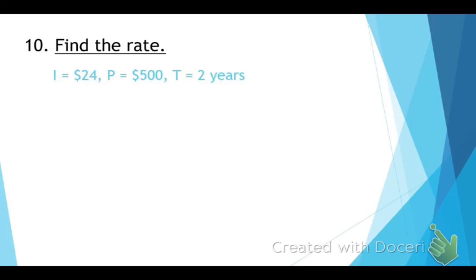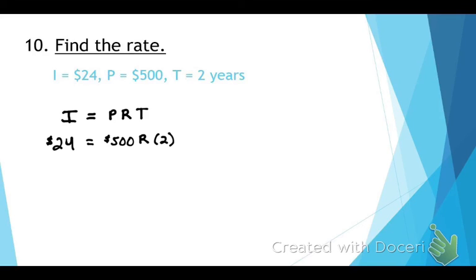All right, for this problem, it's another review type problem that you will find on your test. It's asking us to find the rate. Guys, what's the formula I need to find the rate? I equals PRT. What's my interest? $24. What's my principal? $500. What's my rate? We don't know it, so we're going to keep it as an R. What's my time? 2 years. Remember, the time has to be in years, okay?